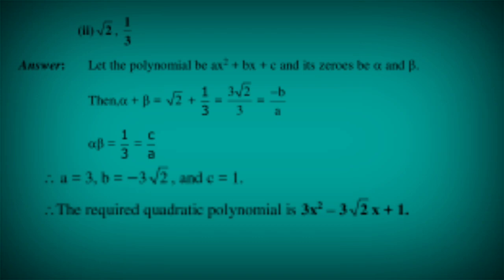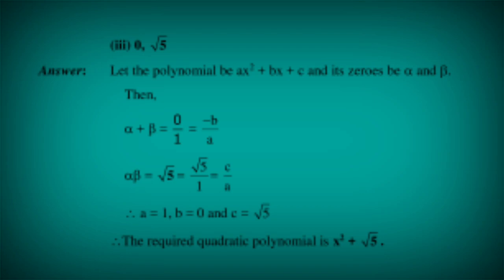So here only you can get alpha beta equals c divided by a. In the c place we have 1, in the a place we have 3. So why in alpha plus beta are we considering it as root 2 plus 1 divided by root 3? That is because we have to convert the denominator to 3. That's why we have to take it like that. So the required polynomial is 3x square minus 3 root 2x plus 1.